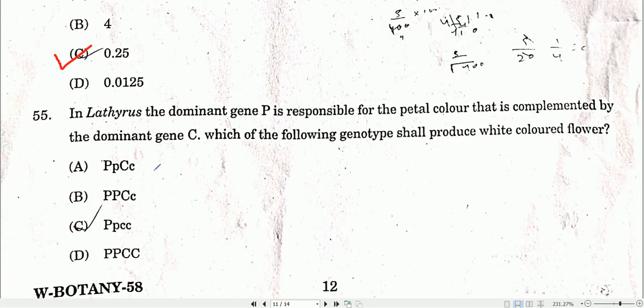Okay. Coming to question number 55. In Lathyrus, the dominant gene P is responsible for the petal color and that is complemented by the dominant gene C. So which of the following genotypes shall produce a white color flower? Definitely capital P, small c, small c will be the correct one. So option C will be the correct one.